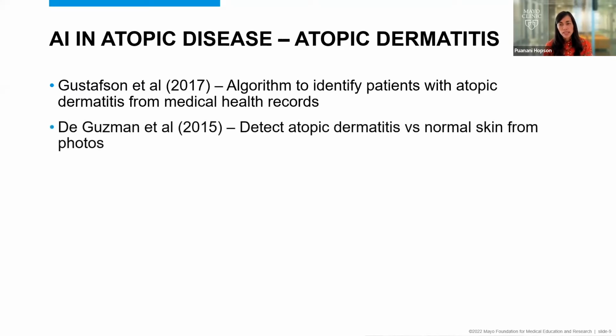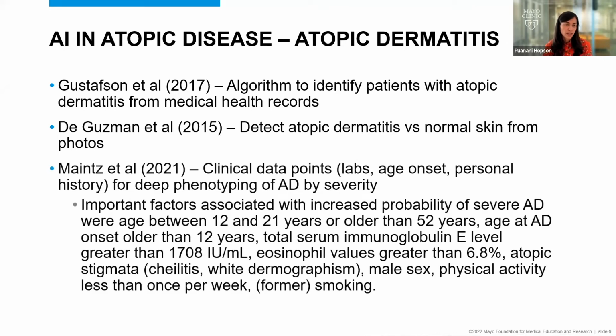And the next is one that used photos of skin. And these photos were then taught into an algorithm and were able to detect atopic dermatitis versus normal skin. And then the other is looking at something called deep phenotyping of atopic dermatitis. And this is a term that's used to really find observable traits that represent a unique, biochemical, specific patient population, and specifically in this category, the severity of atopic dermatitis.